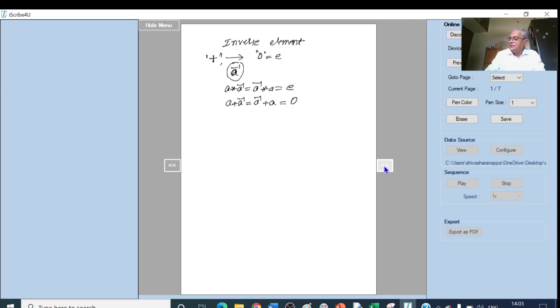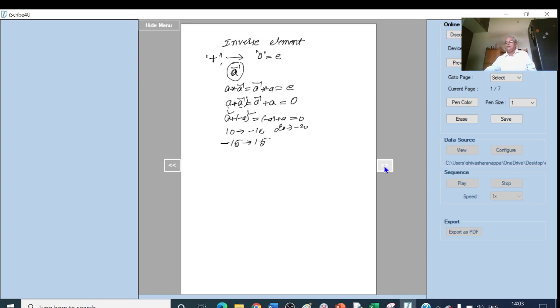And this is the addition here. Then what is the value of a inverse here? A plus this must be minus a. This is equal to minus a plus a, which is equal to 0. So the inverse of 10 is minus 10. Inverse of 20 is minus 20. And inverse of minus 15 is plus 15. Okay. So in general, the inverse of a is minus a.